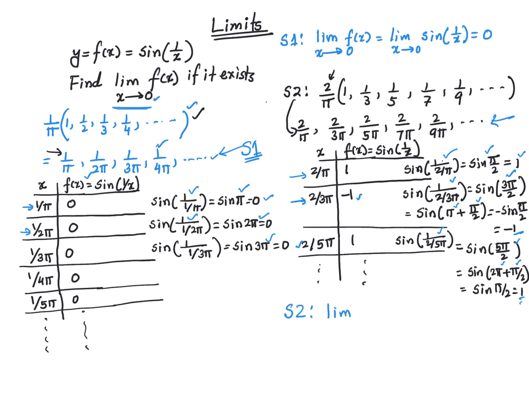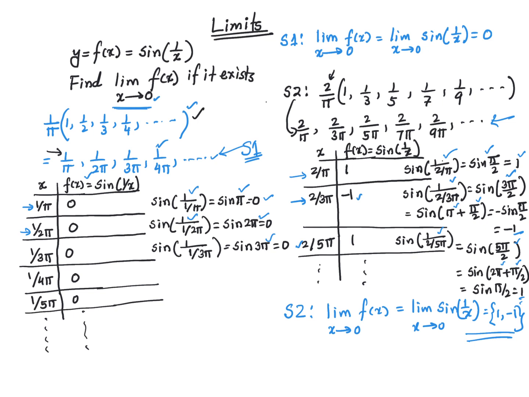So for S2, the limit, again, I'm going towards 0, right? Limit as x approaches 0 of f of x, which is the limit as x approaches 0 of sine of 1 over x, is actually either 1 or negative 1. So that means it doesn't converge for this sequence. If a function has a limit for a particular value, it must be a unique value. It cannot be two different values.